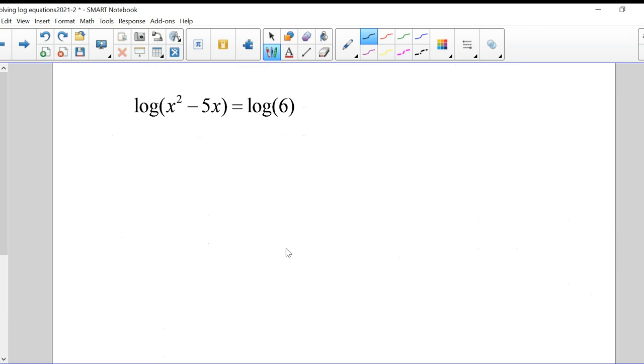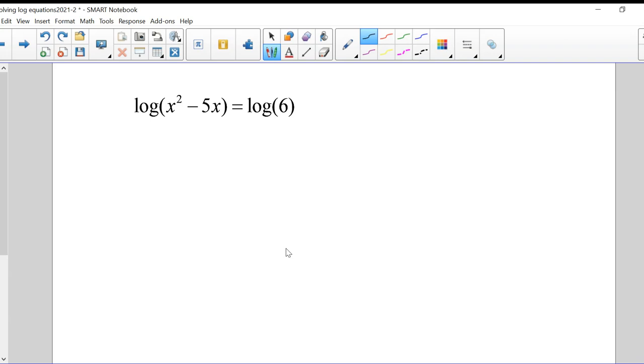Okay, what else we got? How about this one? Now that I've done another question before, I think you would probably know exactly what to do with this one. The log of x squared minus 5x is equal to the log of 6. Okay, so what do I do then? Drop the logs, it's saying. Cancel out the logs, I'm hearing.